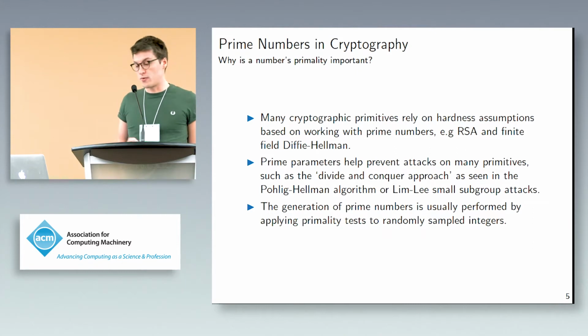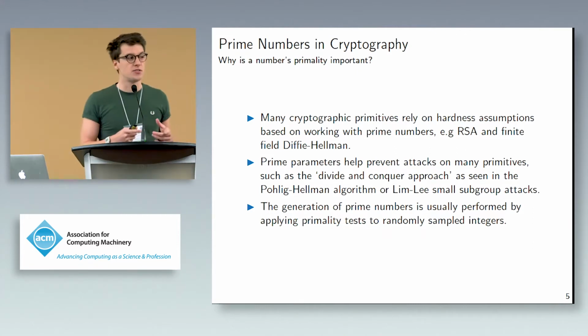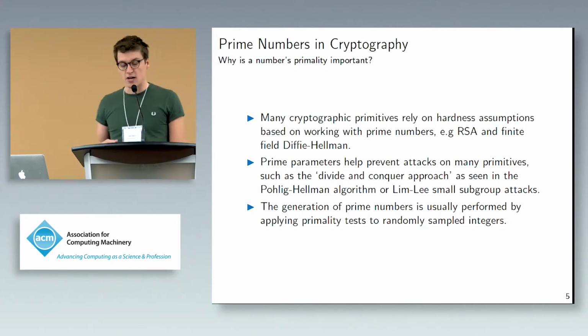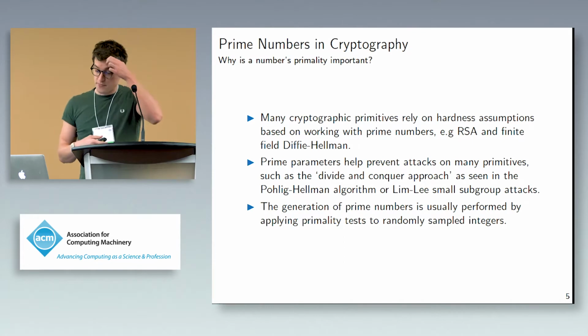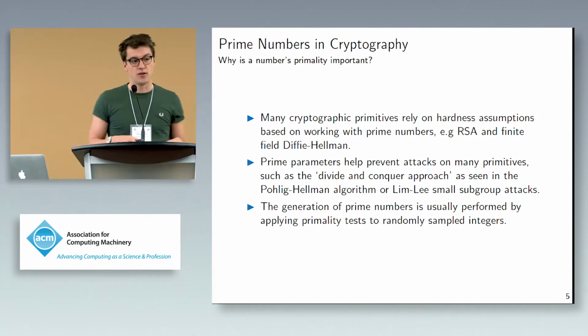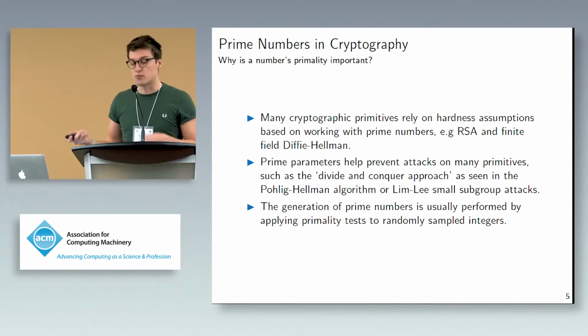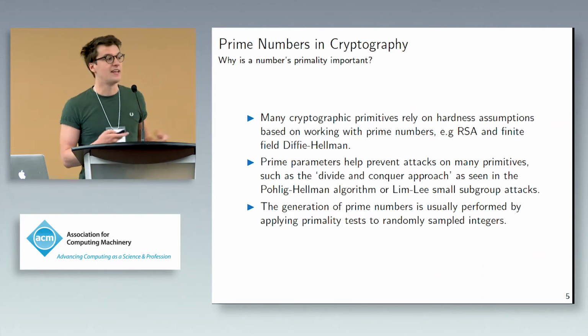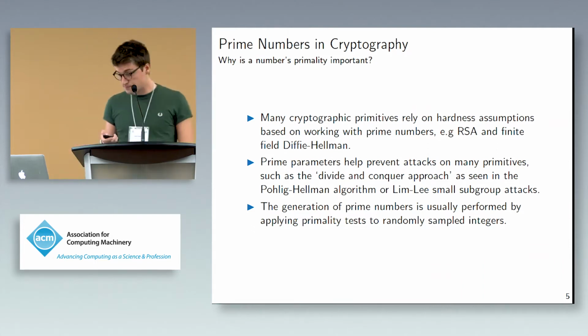Why are prime numbers important within cryptography? Well, of course, many cryptographic primitives rely on hardness assumptions that are based on prime numbers. For example, RSA, finite field Diffie-Hellman. Now, even if these primitives aren't explicitly dependent on prime numbers, perhaps they might use prime parameters to prevent some attacks, such as the divide and conquer approach, as seen in the Pohlig-Hellman algorithm and in Lim-Lee small subgroup attacks.